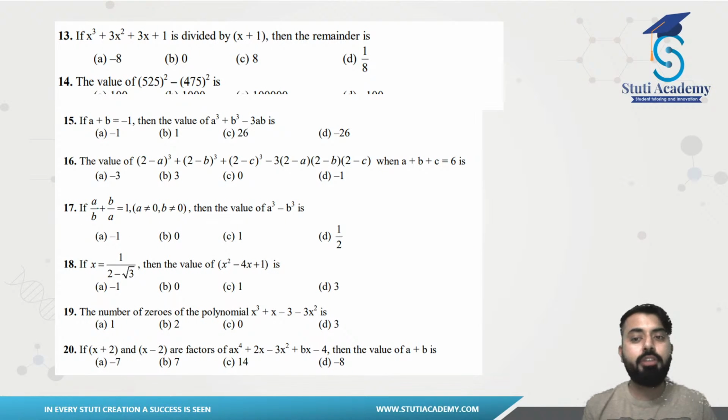In the 17th, you have a by b plus b by a equal to 1. I have to find this value. You see, a by b plus b by a is equal to 1. If I take LCM, that will be what?